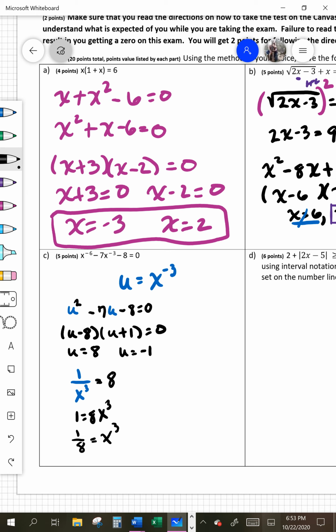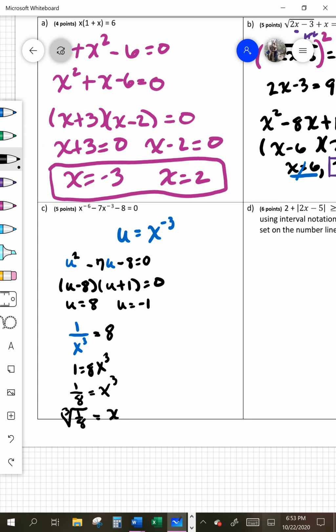We can get rid of the cube by taking the cube root of both sides. The cube root of 1/8. If you have a radical of a fraction, we can break it up as the radical of the numerator over the radical of the denominator. So the cube root of 1, what cubed is 1, all over the cube root of 8. What can you cube that is 8, which is 2?